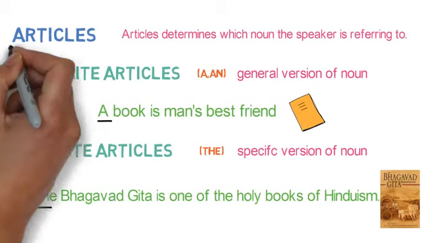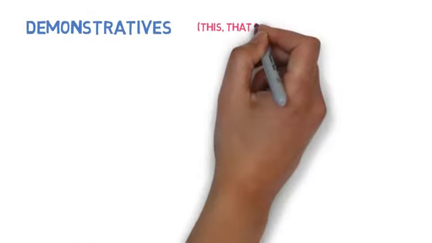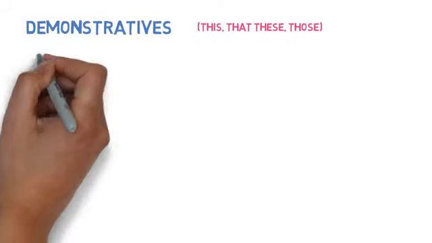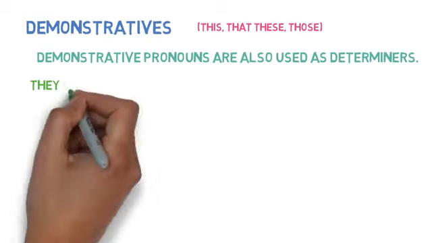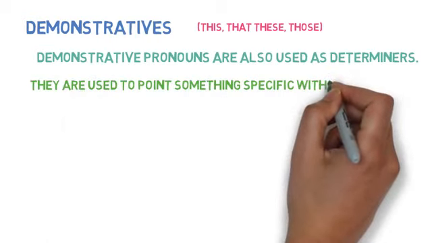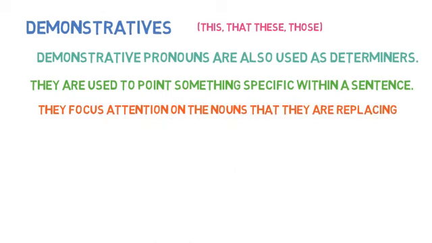Now let's look into the next category, demonstratives. Demonstratives are words like this, that, these, those. Demonstrative pronouns are also used as determiners. They are used to point to something specific within a sentence. They focus attention on the nouns that they are replacing. Let's see examples of them.